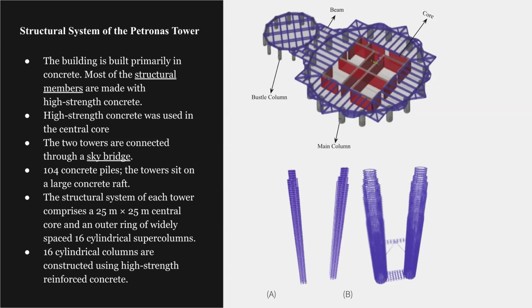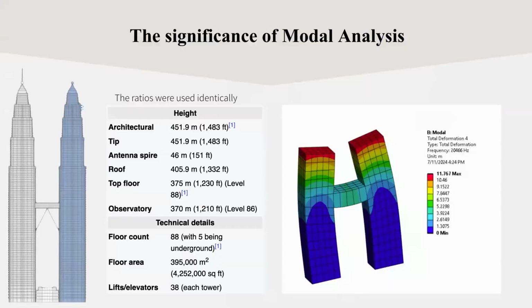As well as the structural system of the tower is comprised of 25 meters by 25 meters, and there are 16 cylindrical columns, which are constructed using high-strength reinforced concrete.